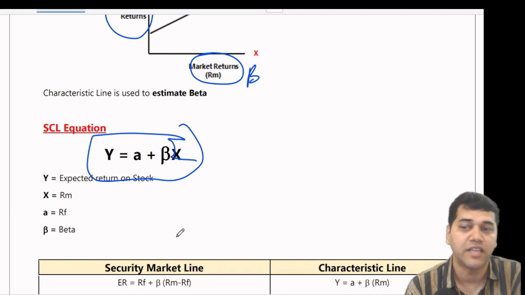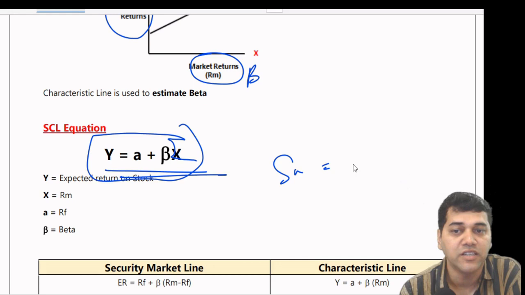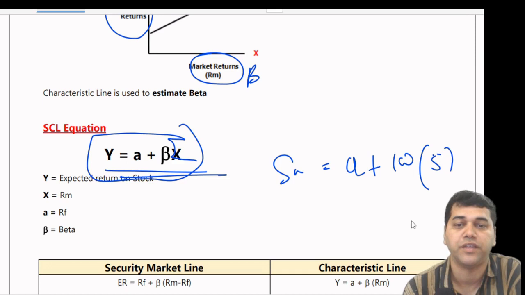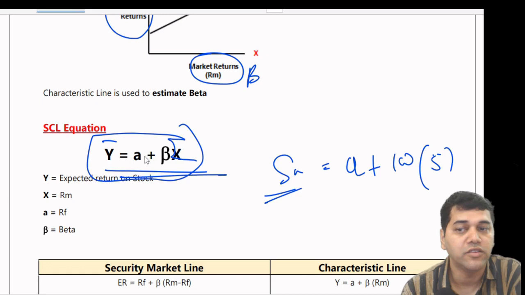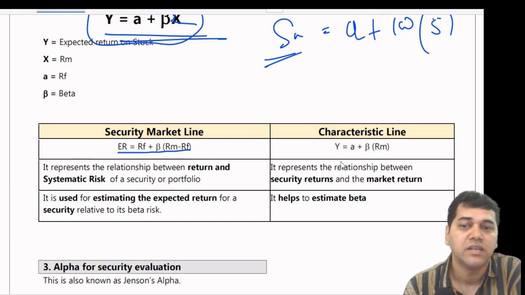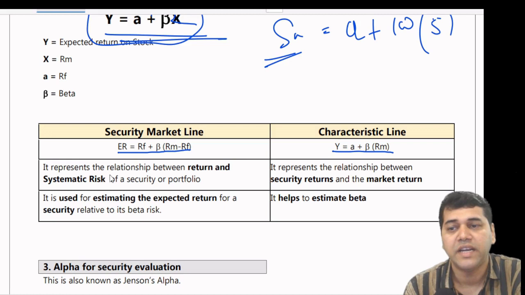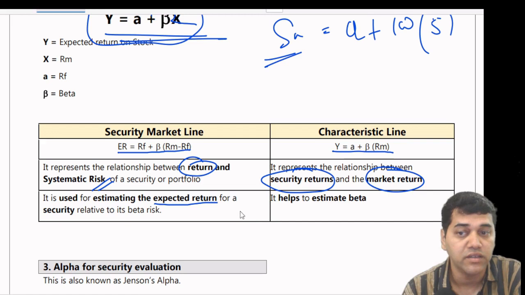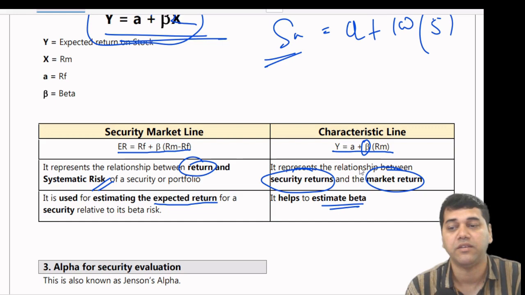This equation is an expectation, like sales for the first year equal to minimum sales A plus a constant coefficient, say 100, into n, the year, say the fifth year. This gives you expected sales. Like that, stock return is equal to alpha, which we call risk-free, plus beta times the expected return from the market. So this is the security market line equation, and this is the characteristic line equation. If you see, both are similar, no? It represents the relationship between return and risk, systematic risk. It relates security return and market return. It is used for estimating the expected return of a security. It helps to estimate the beta. From this equation, you can calculate the beta value.